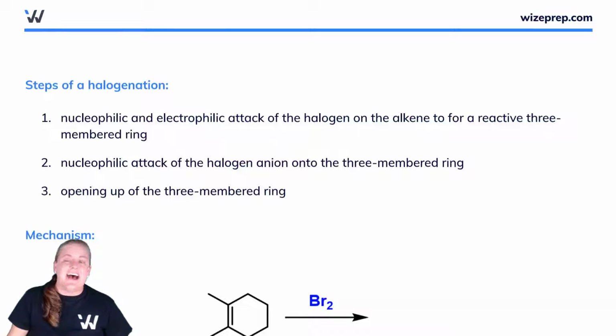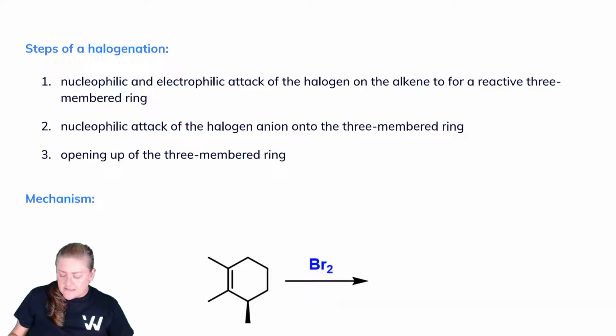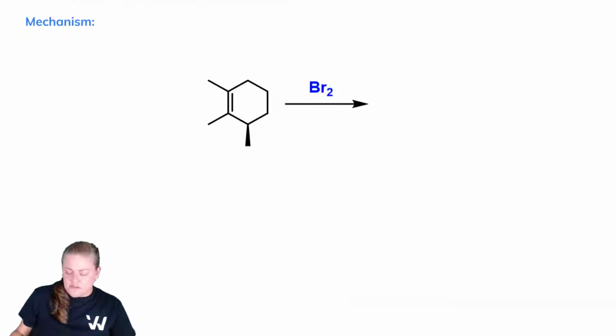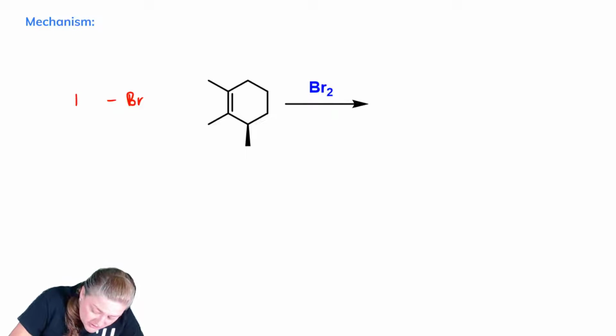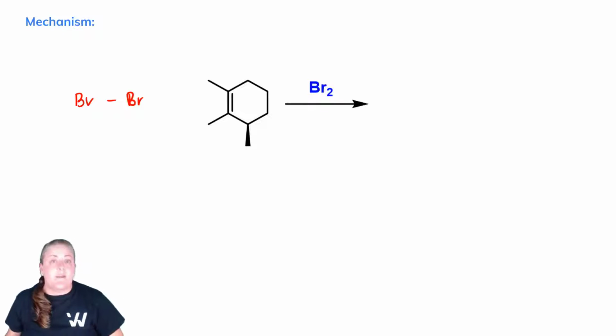So the steps of the halogenation are going to be first nucleophilic and electrophilic attack of the halogen to the alkene. We're going to see how that occurs in just a moment. Followed by nucleophilic attack of the halogen anion onto that three-membered ring, which opens up that three-membered ring to give our final product. So let's take a look at this. Let's deal with this first step first. So we're going to have this Br2, which I'm going to show here as Br.